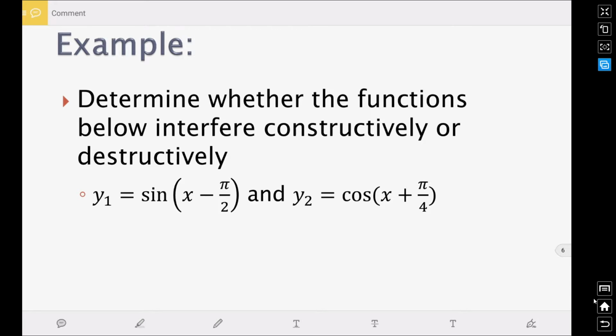Music amplifiers do the opposite. They will generate a wave that will cause the sound wave to become larger. So anyways, here, let's determine whether these functions interfere constructively or destructively.